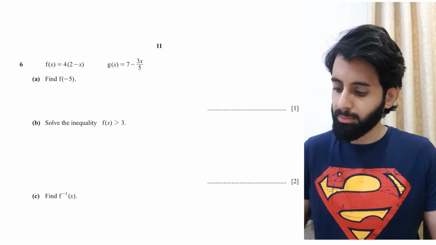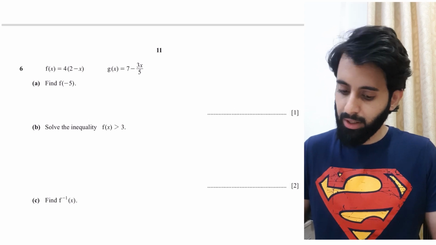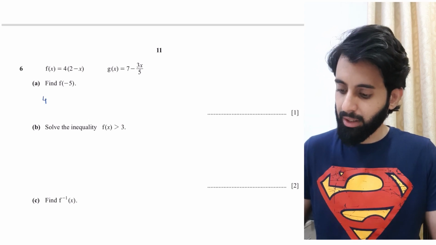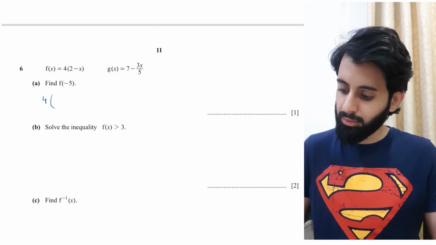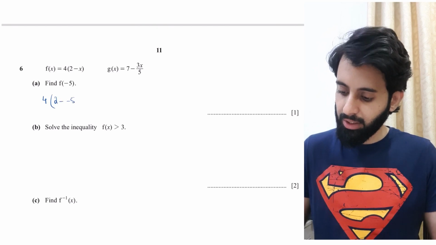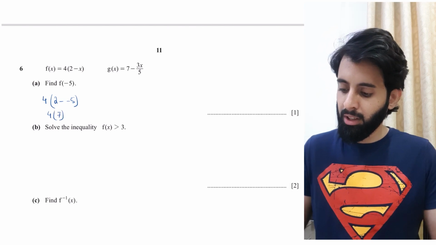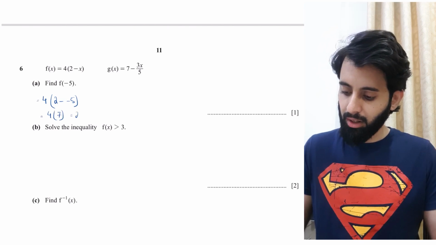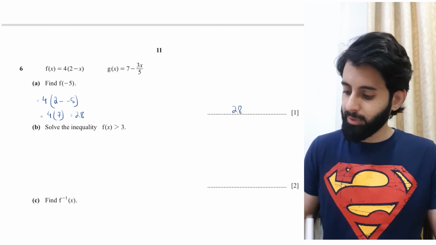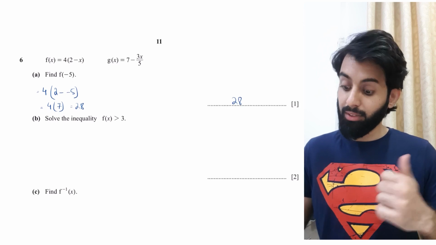In the first part you have to find f of minus 5. You can find that by simply plugging in minus 5 in place of x. So 4 times (2 minus minus 5). 2 minus minus 5 is equal to positive 7, so 4 times 7 is equal to 28. And there you go. Pretty simple. Then it says solve the inequality.